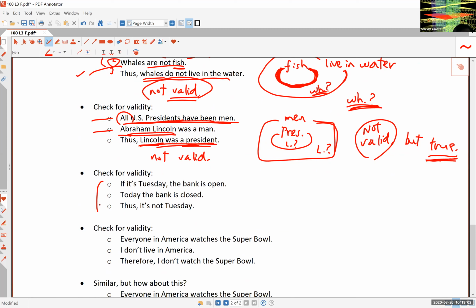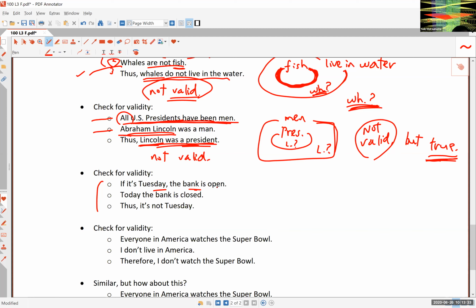If it's Tuesday, the bank is open. And by the way, when you analyze these things, you may want to forget whether each statement is true or not. Regardless of what each statement means or whether it is true, validity is independent of the meanings. In fact, even if you don't know what these words mean, say, if I say, hey, if it's Blur's Day, the is open.